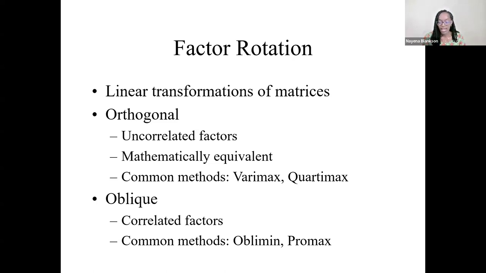Oblique rotations allow factors to correlate, and they might be more realistic than orthogonal rotations because factors might be related with each other conceptually. Some of these methods include Oblimin and Promax, and these are common methods that are used in factor rotation. With Promax rotation, you start off with an orthogonal solution and then rotate it again in a way that allows the factors to be correlated with each other. Oblimin rotation minimizes the extent to which variables are loading on a lot of factors.